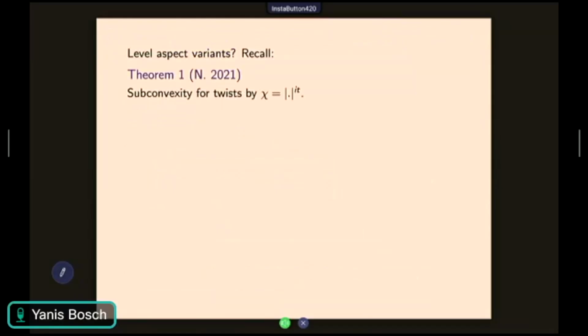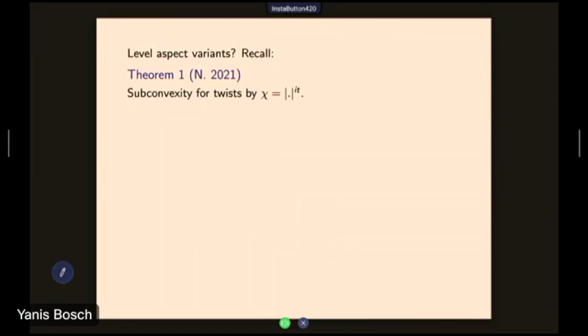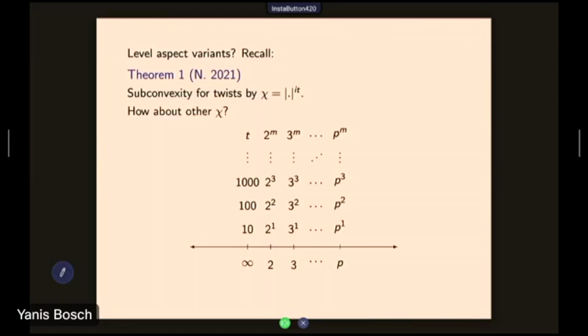The first result that I stated a couple slides ago, you could summarize as saying that you have subconvexity for twists of any L-function by absolute value to the it. Twisting by that absolute value is another way of saying that you vary the argument 1/2 plus it. But you could ask more generally, how about twisting by other Dirichlet characters, say χ? A Dirichlet character can be ramified at any place of the rational numbers. It could be ramified at infinity, and you could have its ramification be some number t. That's the case we've considered here.